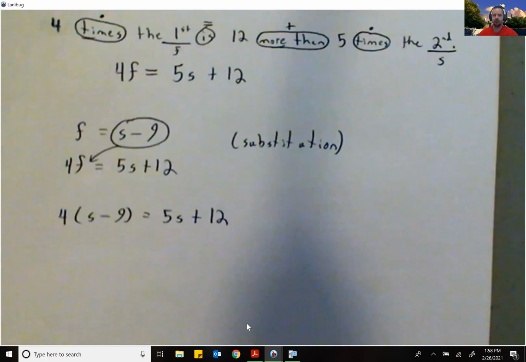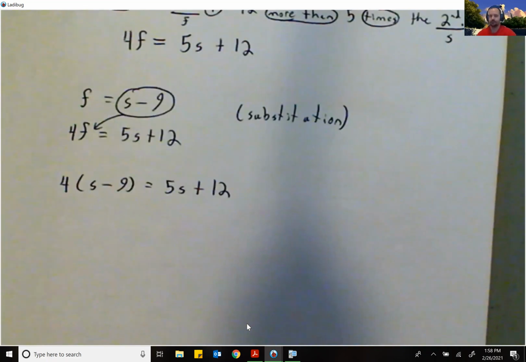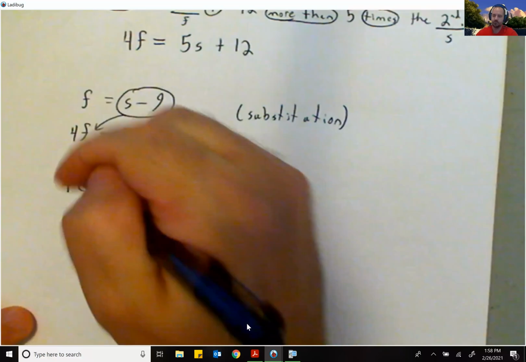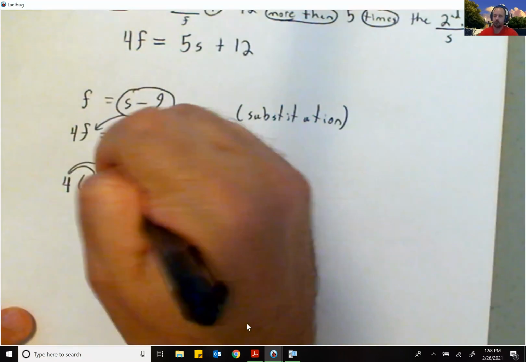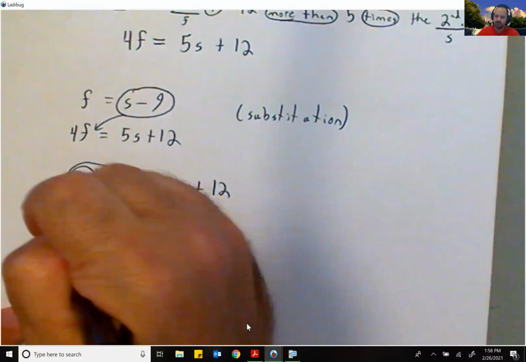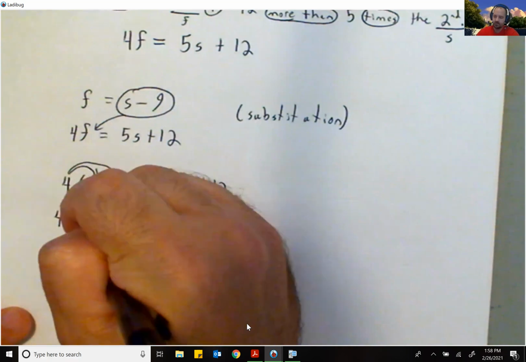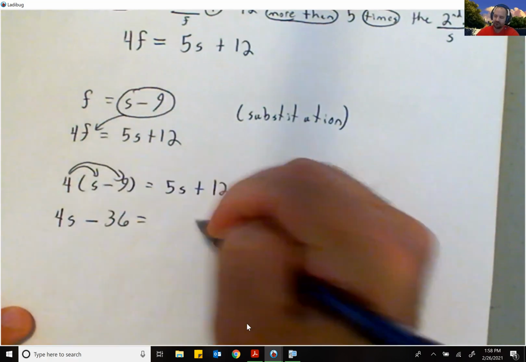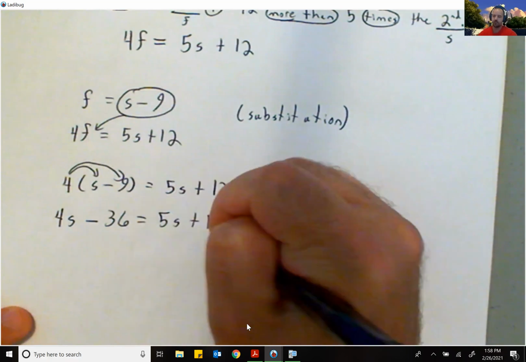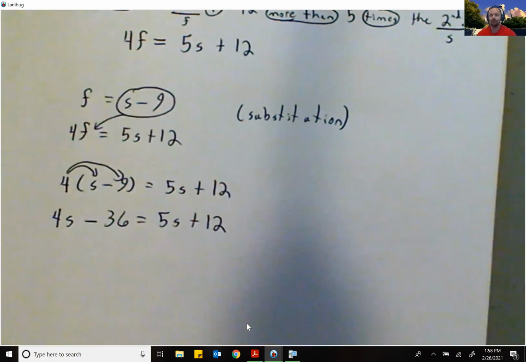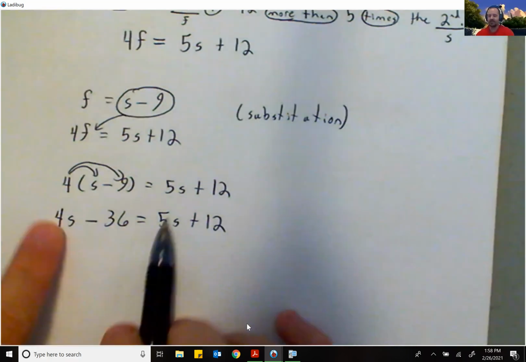All right, so what are we going to do to solve? Distribute the 4. Yes. So that will give us 4S minus 36 equal to 5S plus 12. Now what? Combine like terms. Can't combine like terms yet. How would I do it? Hold on, I'm confused. I can't put these together.